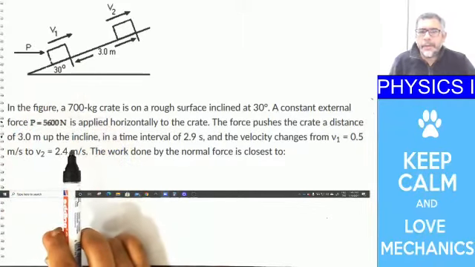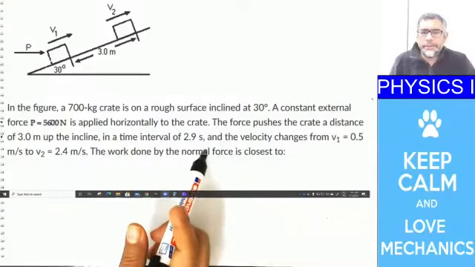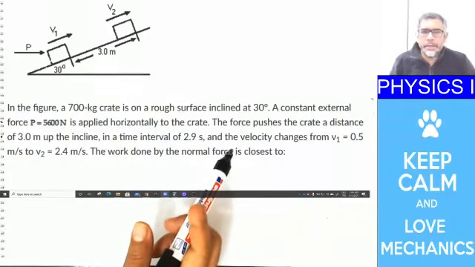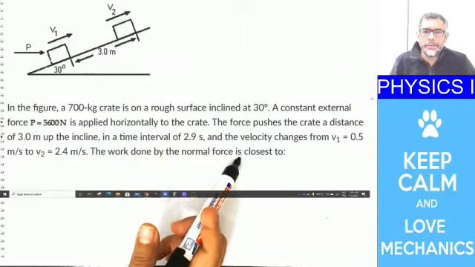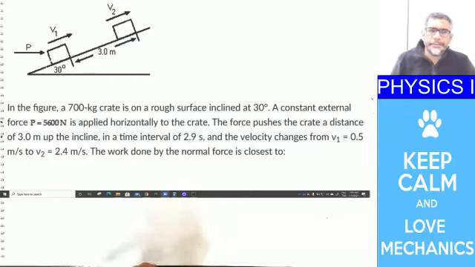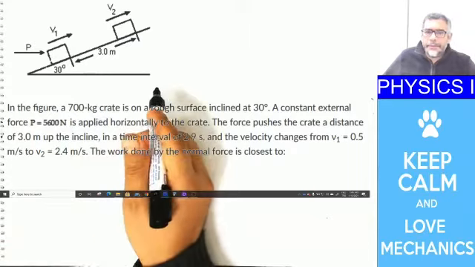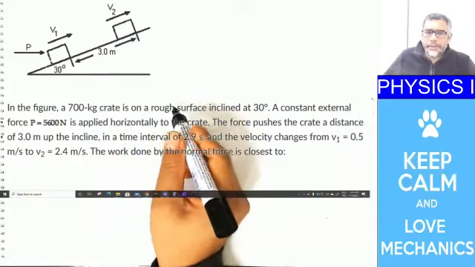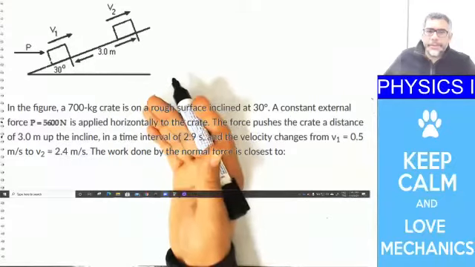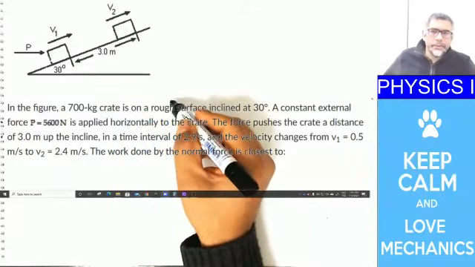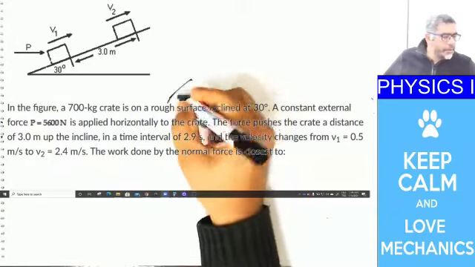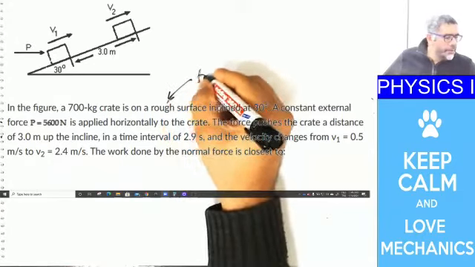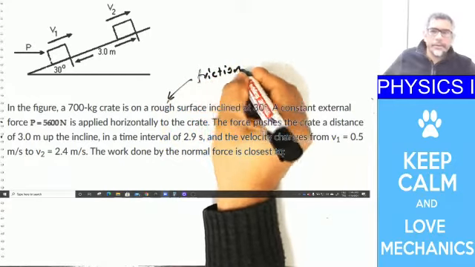The question is asking for the work done by the normal force. And it says it's a rough surface, I think. Yeah, it's a rough surface. That means there is friction. Whenever you see a rough surface, this means that you have friction.